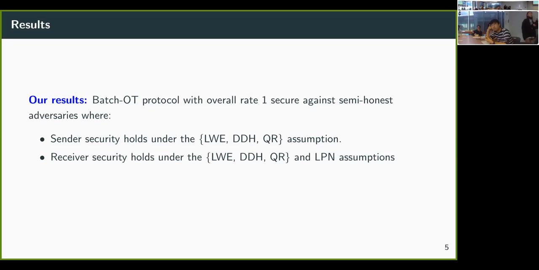What is QR? QR is the quadratic residuosity assumption.